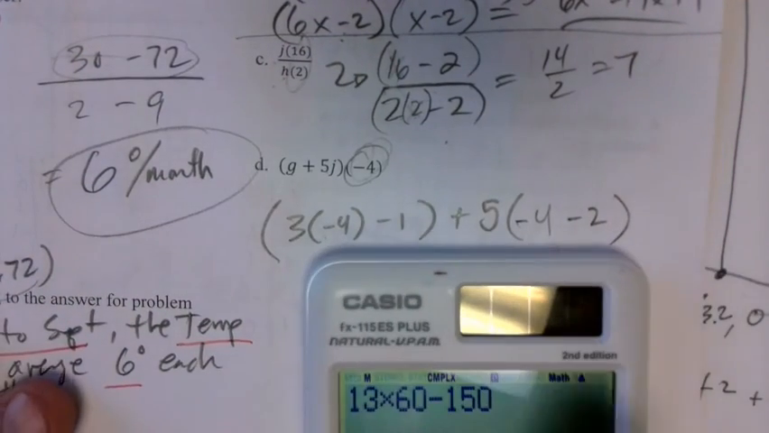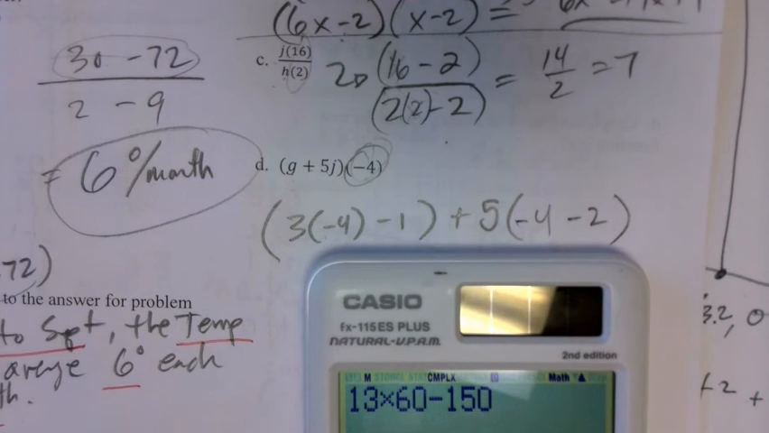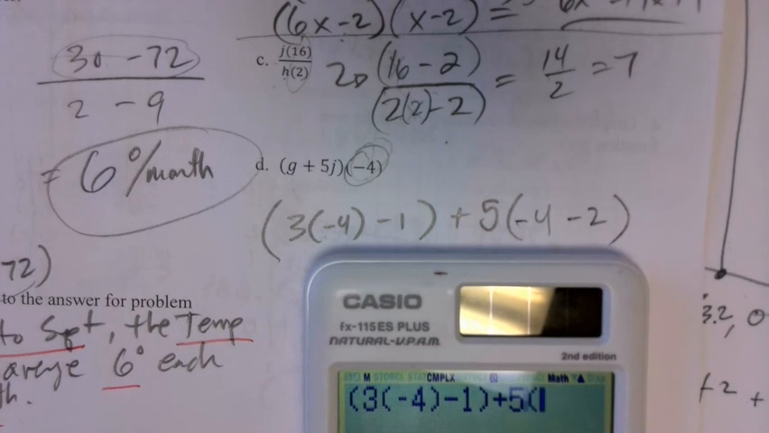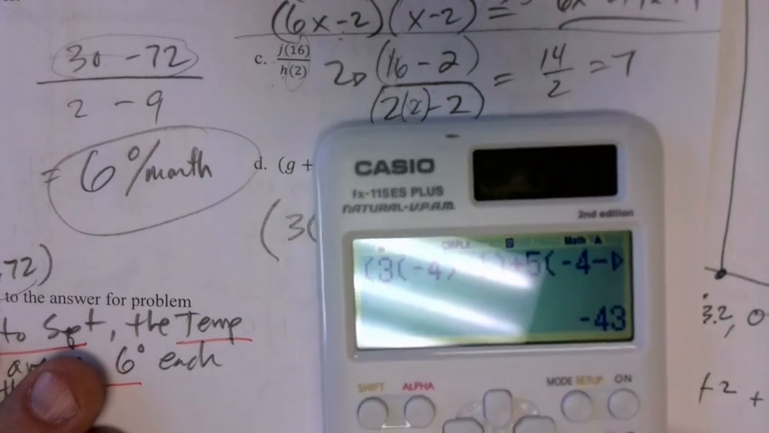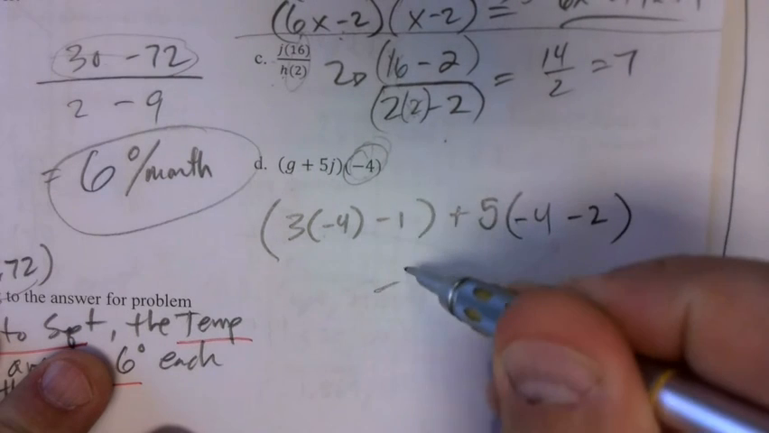And I'm going to, because my mind's just too tired right now to do this. So parentheses 3, parentheses, negative 4 minus 1. Close that. Plus 5 times parentheses, negative 4 minus 2. And I get negative 43. There's where I get negative 43.